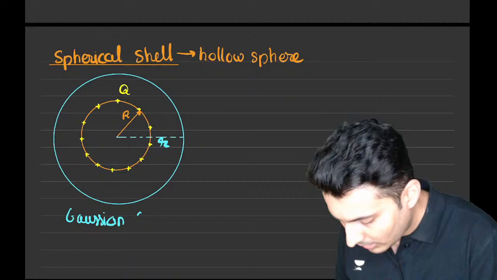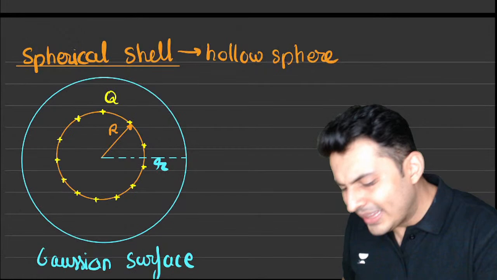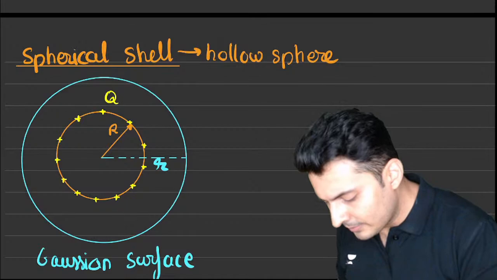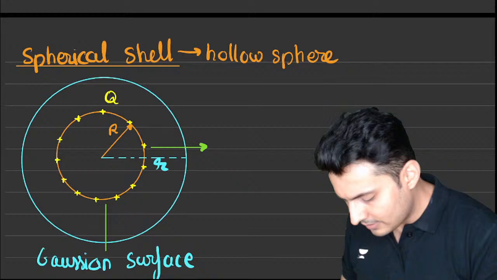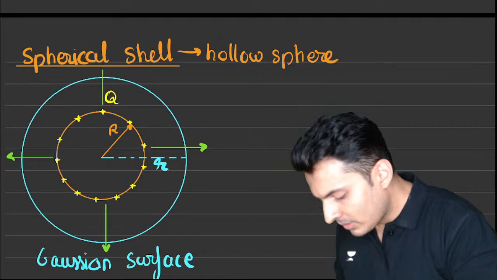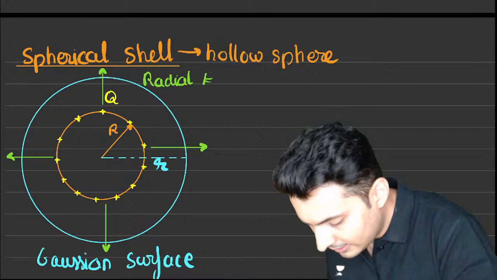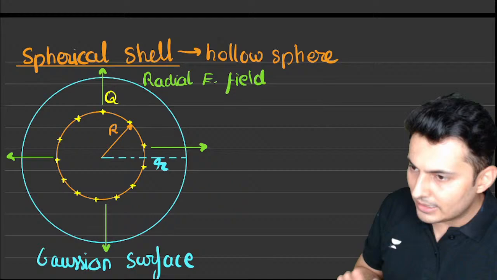Now I know one thing. Because it is a sphere, how will the field look like? The field will be symmetrically there everywhere, up, down, top, bottom, left, right. So I have a feeling the field lines will look something like this. The electric field lines, very important, will look something like this, uniformly spreading radial field. So the field will basically be radial. Radial electric field will definitely be there. Very good. Everybody understanding this?